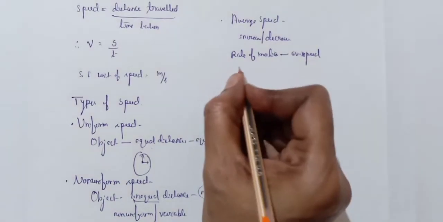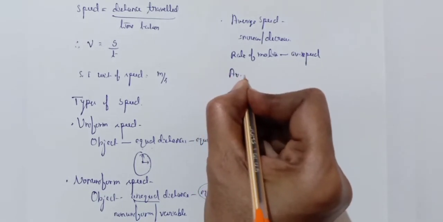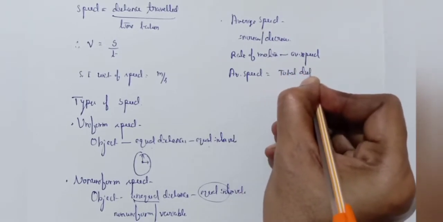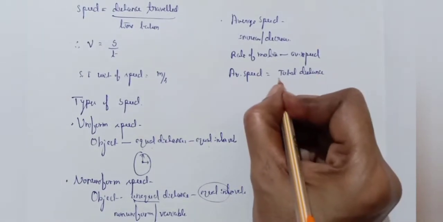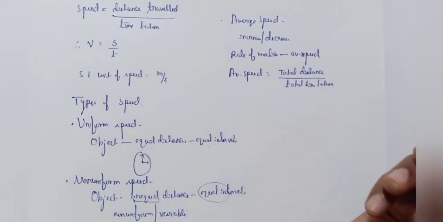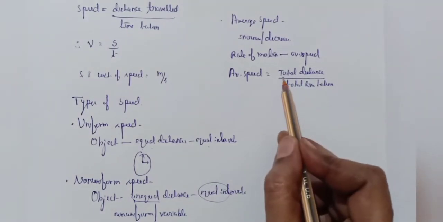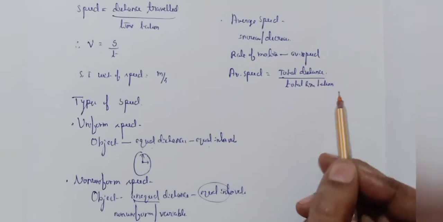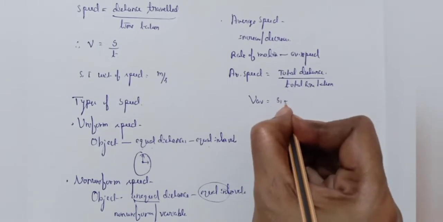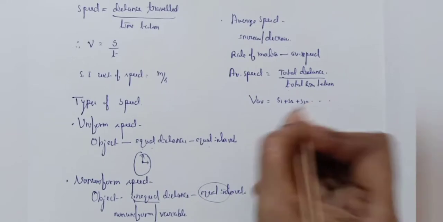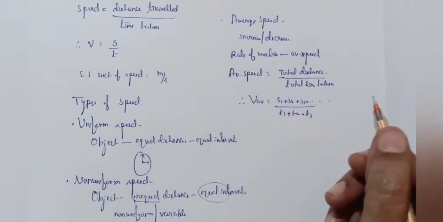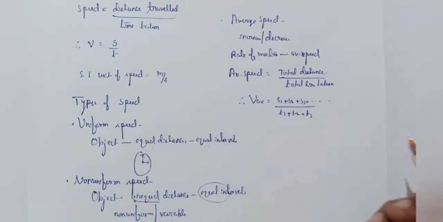So, we can define the average speed as the ratio of the total distance covered by the object to the total time taken. Average speed is denoted by V_av, the total distance as S1 plus S2 plus S3, and the total time as T1 plus T2 plus T3. So, the average speed is equal to the total distance by total time taken.